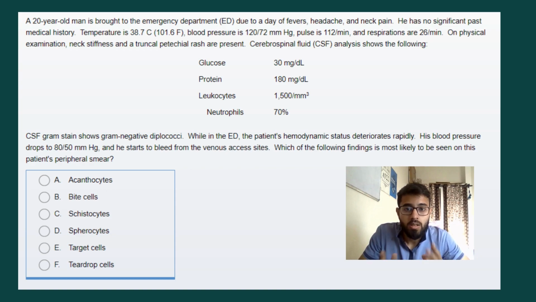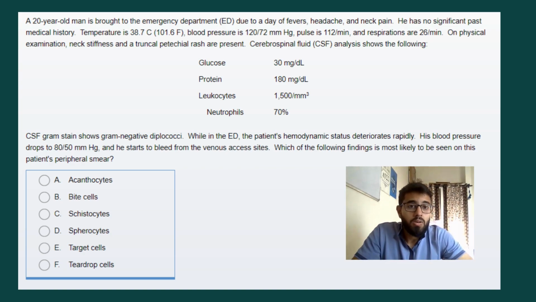So what you do is you think according to what's given in the options there. In this case, the buzzword for your question would be bleeding from the venous access sites. Well, this is a highly important word. This is the hallmark feature of disseminated intravascular coagulation, DIC. And this line is given in First Aid exactly as it sounds.